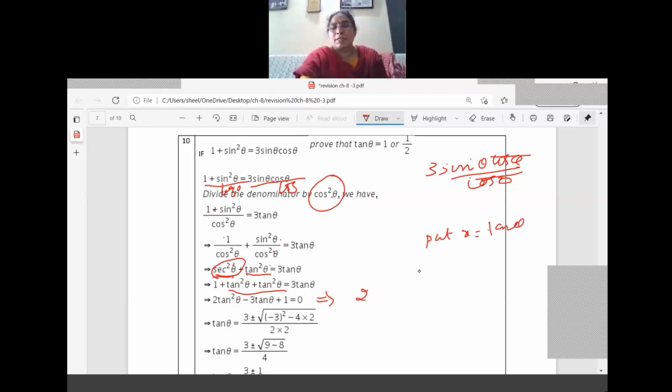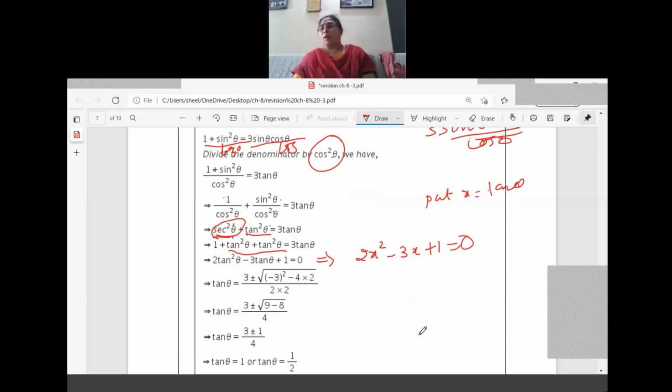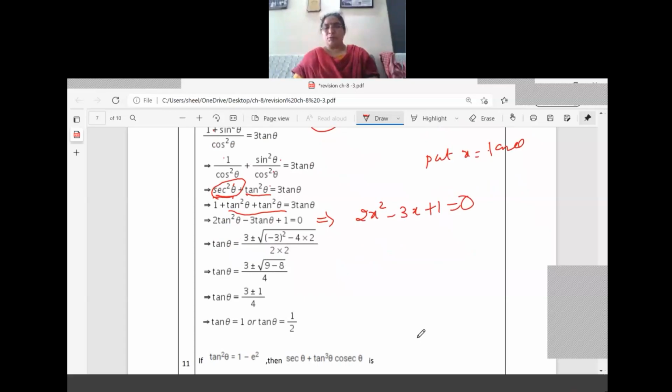So it will be 2x square minus 3x plus 1 equal to 0 only. So tan theta is to be solved by the quadratic method. So what is the next step? By our quadratic formula, you will get the two values.